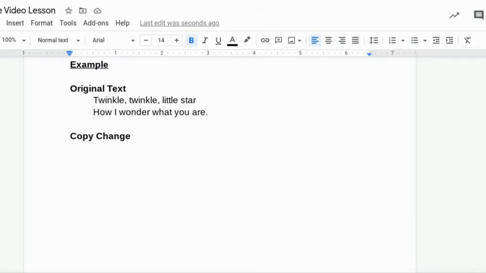Okay, first let's look at the syntax. What do we notice about these two lines? Well, you might say that here we have two words that are repeated. And what part of speech is twinkle? Twinkle is a verb. And it looks like we're talking to an object, a star, and we have an adjective to describe it, a little one. Then in the next line, we have, let's see, 1, 2, 3, 4, 5, 6 words. How I wonder what you are. So the author is thinking about something, and they start the sentence with how.